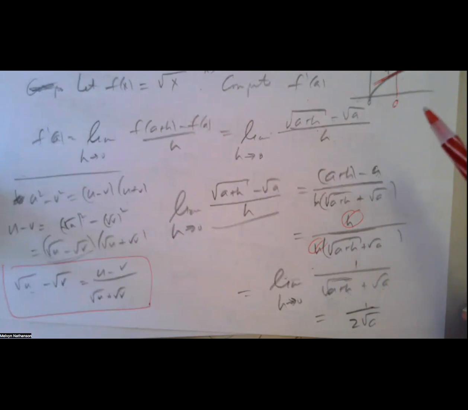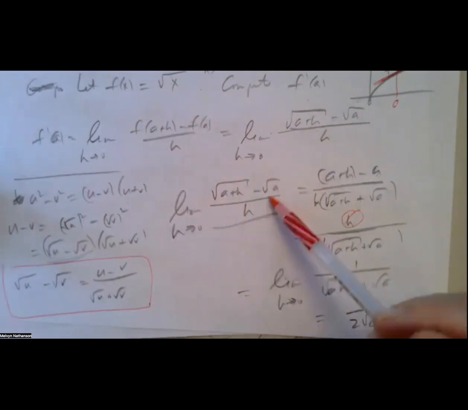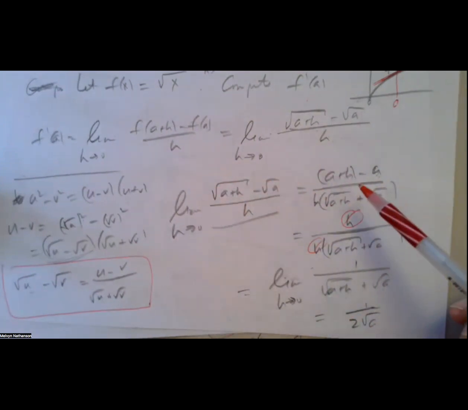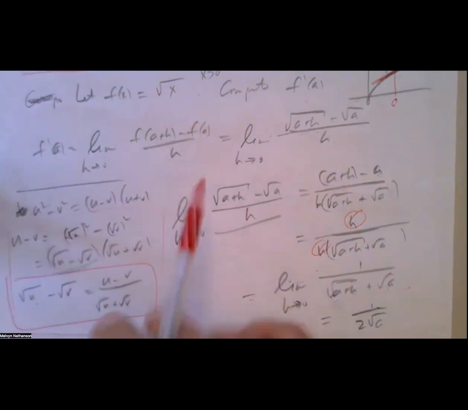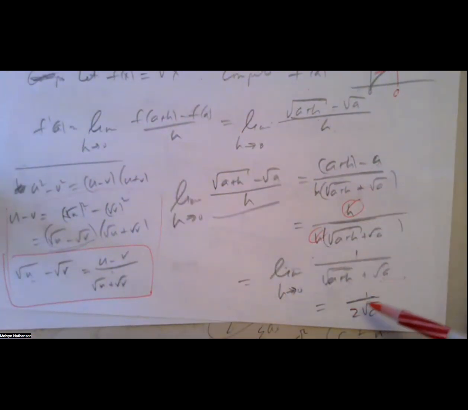I can rewrite this expression ultimately as this. So you need to double check this calculation and see how I get from here to here. And then the limit as h goes to 0 is 1 over 2 times the square root of a. Right? So this is the kind of calculation which in calculus you must master.